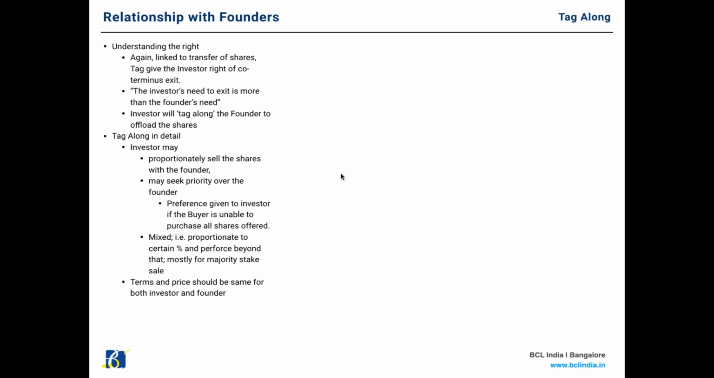The second option is that it is mixed, it is proportionate. So in my own example, when the buyer says that I can buy only 130 shares, we basically split that in the ratio of 100 shares and 70 shares, so that both the investor and the promoter are able to proportionately offload their shares.